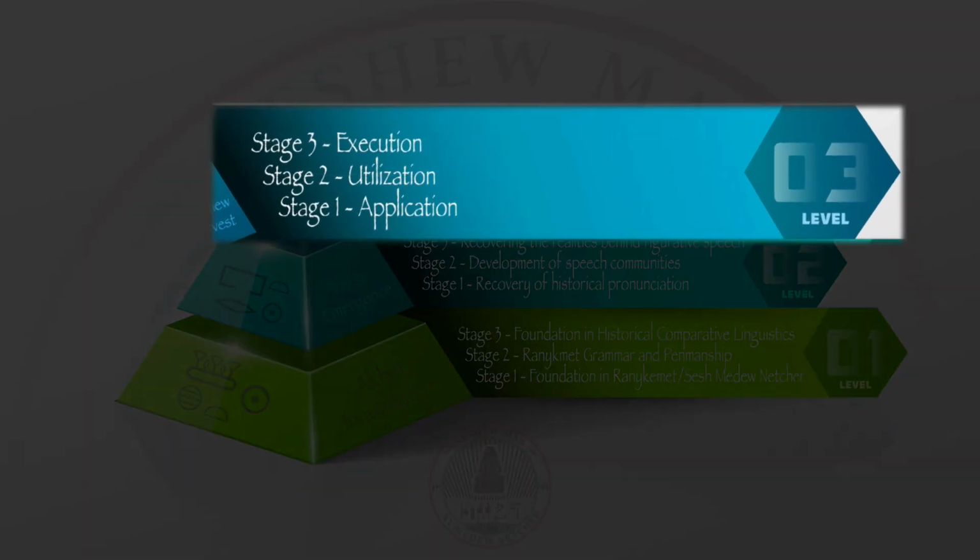Okay, so moving on to level 3. Level 3 again is the harvest. So level 3 is harvesting. Level 3 is reaping what you sow. So level 3 is all about action, application, execution, utilization. So they're pretty self-explanatory. So stage 1 is application, stage 2 is utilization, and stage 3 is execution. And really all 3 of those take place kind of simultaneously in level 3.